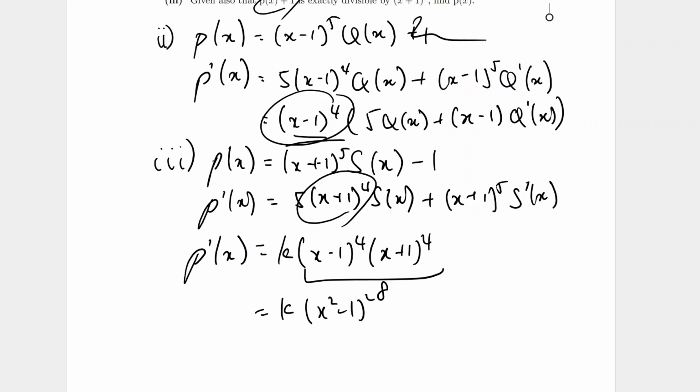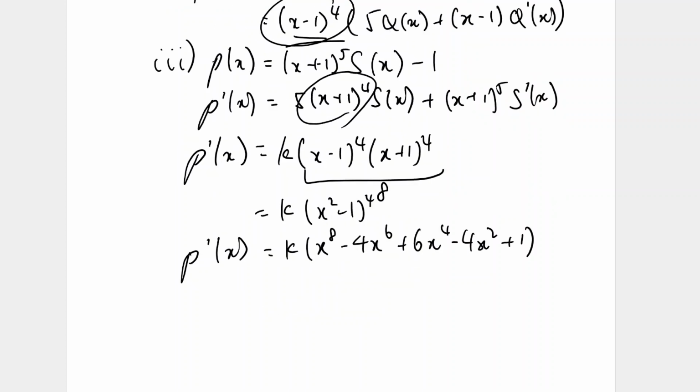Now, we know p prime of x is this. So what can we do? Well, I don't know the values of p prime of x, so how about I go to p of x? Do we know what p of x is? We do. P of x is k times (1 over 9 x to the 9 minus 4 over 7 x to the 7, I know this outer row is really annoying, plus 6 over 5 x to the 5 minus 4 over 3 x cubed plus x).